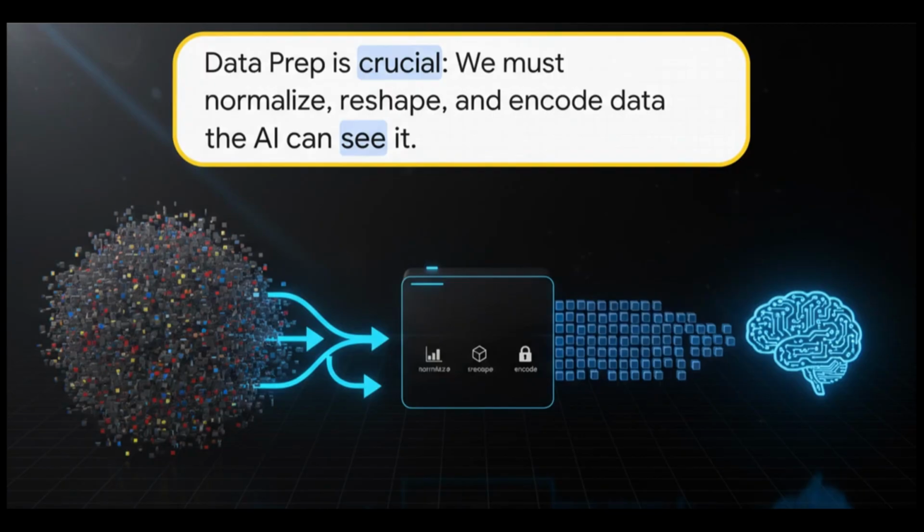You see, an AI doesn't see images like we do. It only sees numbers. So before it can learn a single thing, we have to translate every last pixel into a language it can actually understand. Just feeding it a raw image, that'd be like asking it to read a book in a language it's never even heard of. It just wouldn't work.